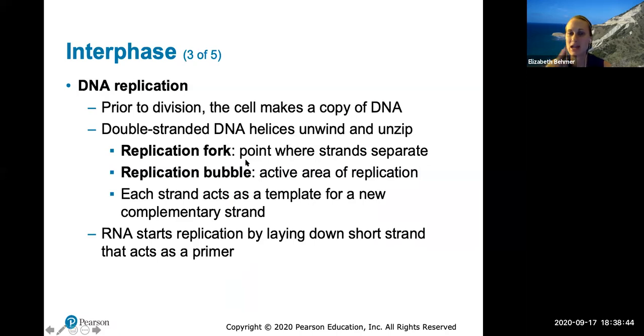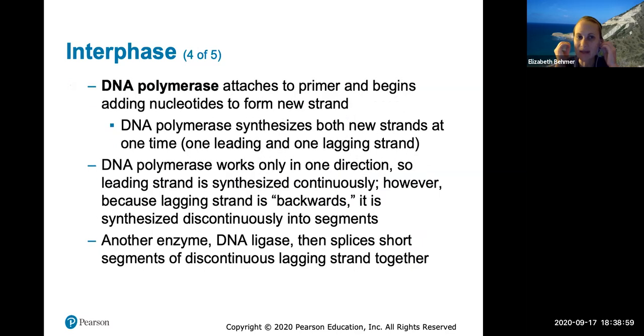The double-stranded DNA helical molecule will unwind and unzip. It uses a replication fork, which is the point where the strands will separate. You guys don't need to know all the details, but DNA replication happens in interphase. DNA polymerase is just the name of an enzyme that attaches to the starting primer protein and begins to add nucleotides to form a new strand. So DNA polymerase will synthesize both new strands at the same time, one leading and one lagging behind it.